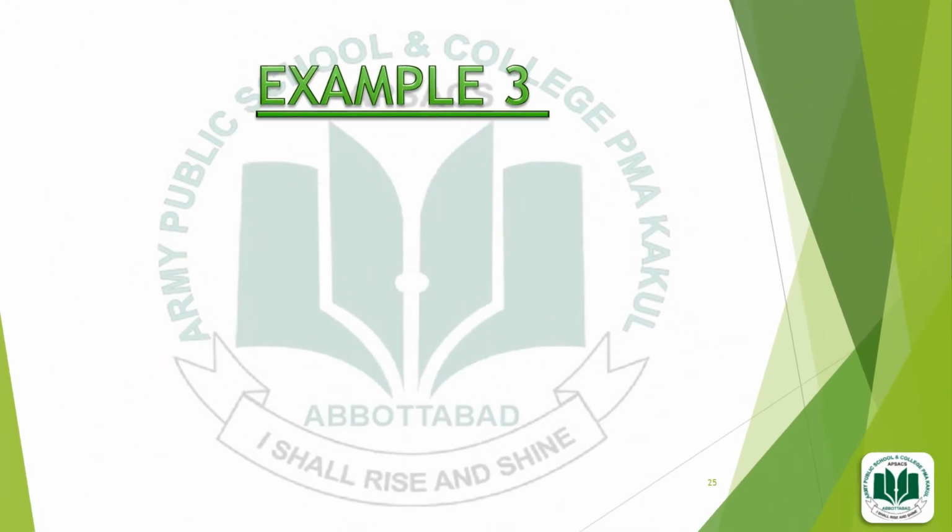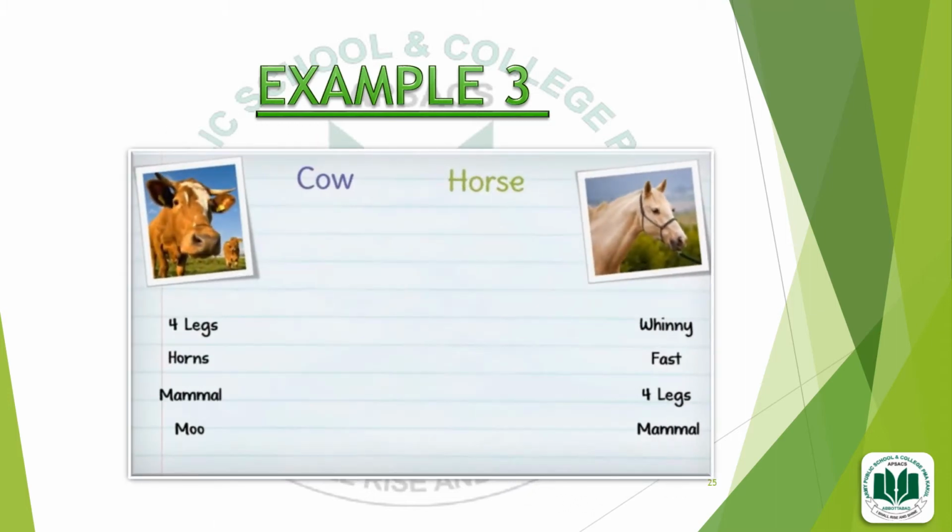To reinforce this concept, let's consider an example of cow and a horse, listing their traits exactly like we did with lemon and banana. Cow has 4 legs, it has horns, it is a mammal, and it makes a moo sound. Horse makes a whiny sound, it is fast, it also has 4 legs and is also a mammal. Now let's make a Venn diagram.